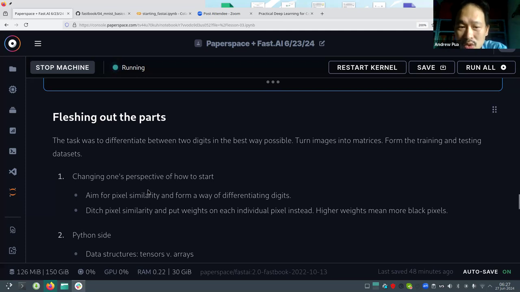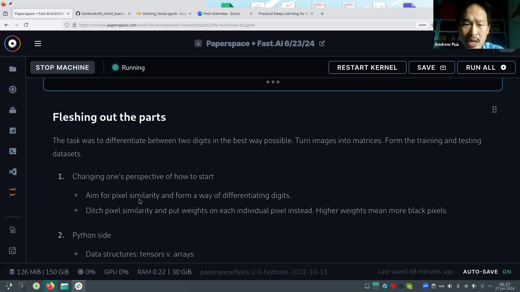When you do this, there are actually two ways that were offered in the chapter. One is to define what pixel similarity is, and then use that as a way to differentiate between digits. So in that part of the book, there's a discussion about how a particular image is different from an ideal version of what that digit looks like. And you have to measure a distance between those two somehow, and then use that as a way to differentiate between the digits.